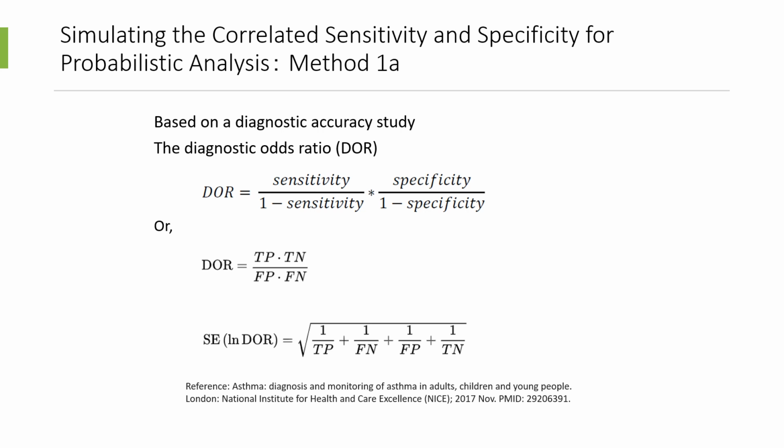I introduce the first approach to capture the relationship between sensitivity and specificity in the probabilistic analysis. This approach is based on a single diagnostic accuracy study. The NICE-Pheno report used this method. The diagnostic odds ratio reflects the performance of a test, the higher the better. It was assumed that the log diagnostic odds ratio follows a normal distribution. The standard error of the log diagnostic odds ratio can be calculated based on this formula.